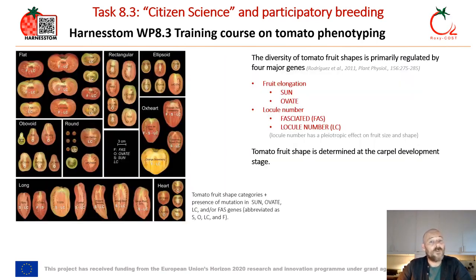Several works have shown, for more than 20 years, that the diversity of tomato fruit shapes is primarily regulated by four major genes. Of them, SUN and OVATE control fruit elongation, whereas FASCIATED and LOCULE NUMBER are two genes that control the number of locules, or cavities, inside the fruit. The latter have also pleiotropic effects on fruit size. Most of the diversity in fruit shape that we can see is the result of the combination of the different alleles in these genes, as shown in this figure from the work of Gustavo Rodriguez and collaborators.